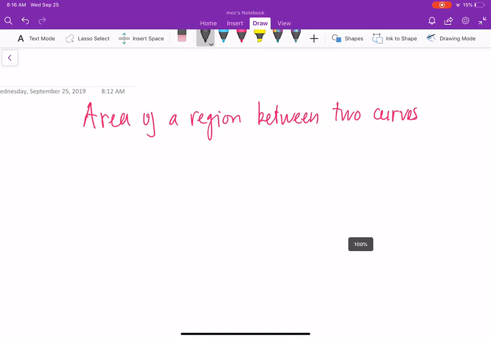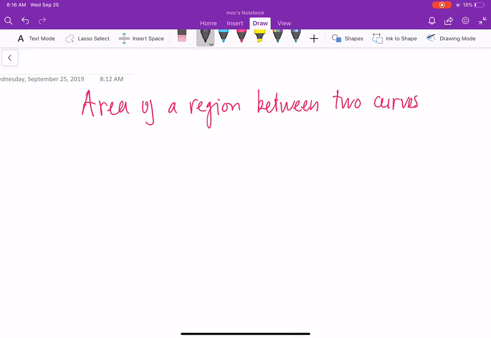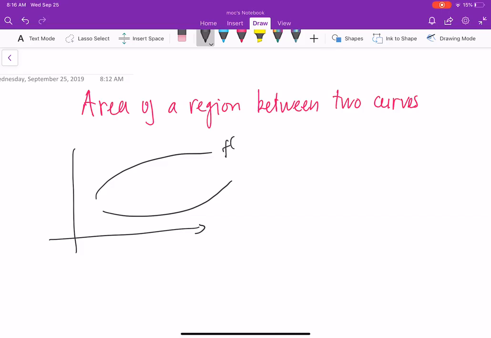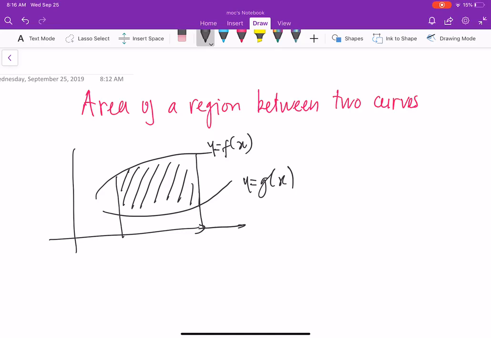So here's the idea. Suppose I have two curves here, f of x and g of x, okay? And we need to find the area of the region on the interval a and b. So basically in this situation, we know that f of x is greater than or equal to g of x, because the graph of f is above the graph of g, right?